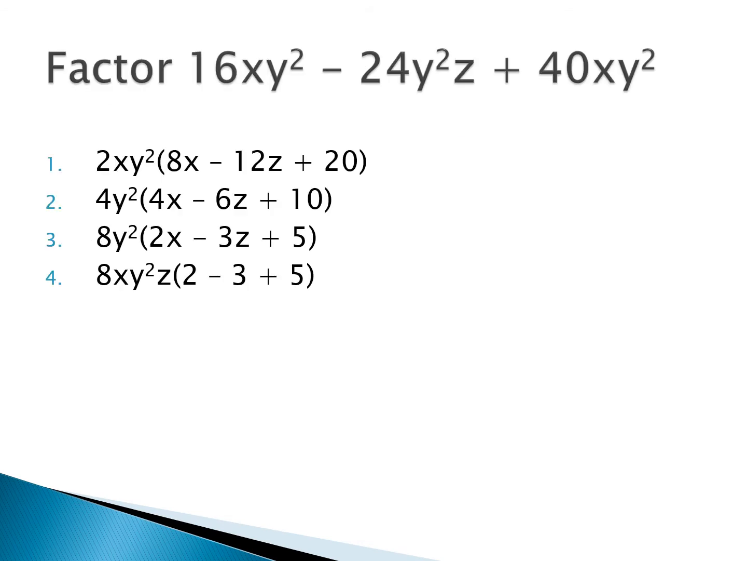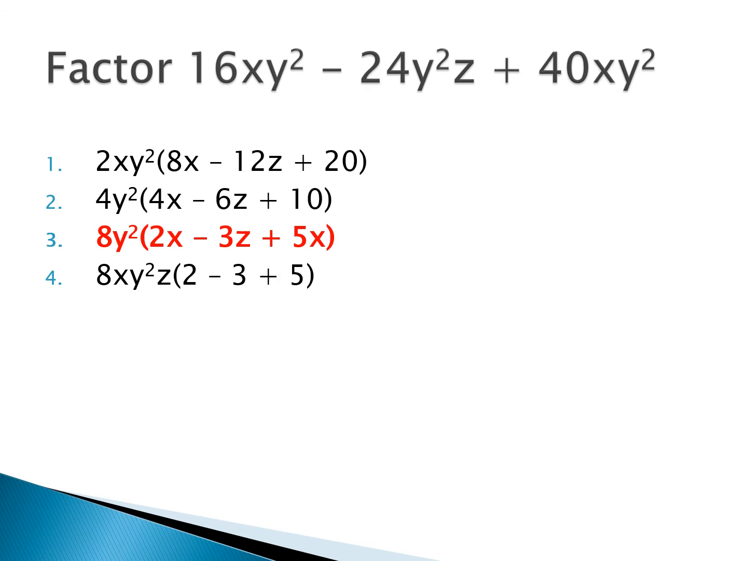So go ahead and try factoring this one. You have to determine what the GCF is and then see what it would look like when you divide that out. And our answer here is 8y squared. Then you have 2x, minus 3z, and 5x.